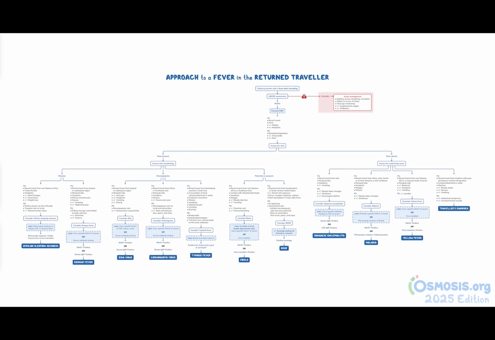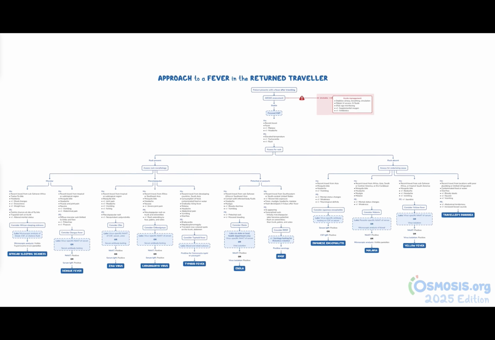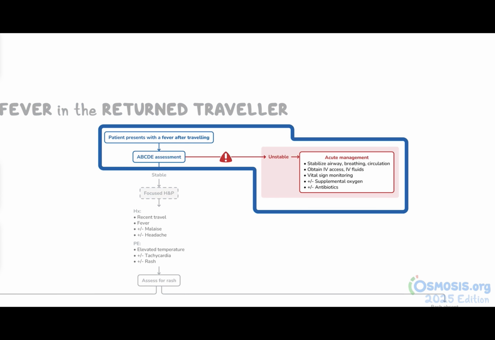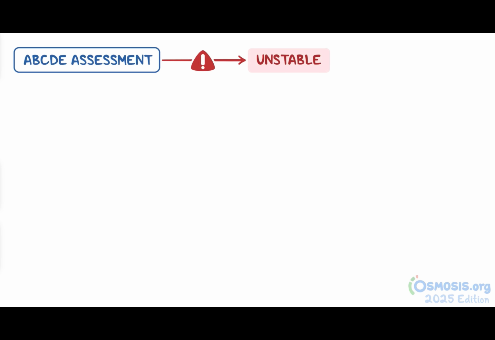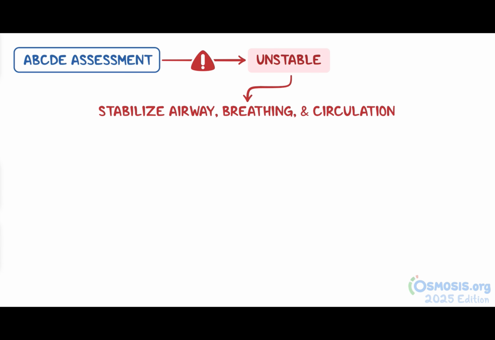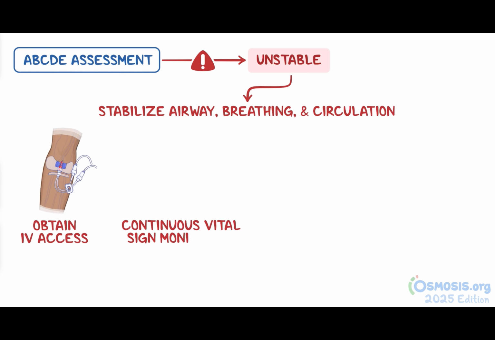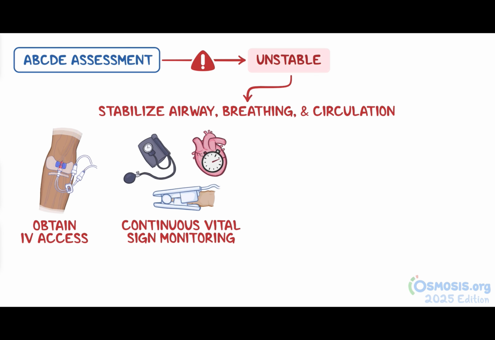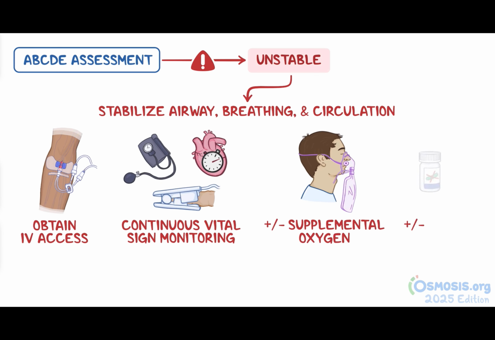When a patient presents with a fever after traveling, first perform an ABCDE assessment to determine if they are stable or unstable. If unstable, stabilize their airway, breathing, and circulation. Next, obtain IV access, give IV fluids, and start continuous vital sign monitoring, including blood pressure, heart rate, and pulse oximetry. If needed, provide supplemental oxygen and consider starting antibiotics.